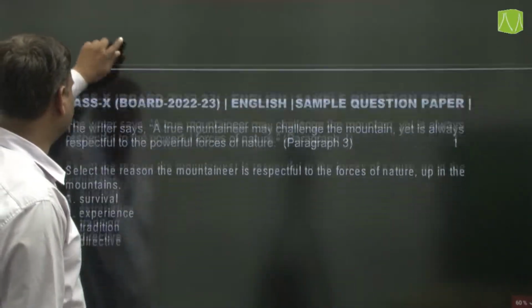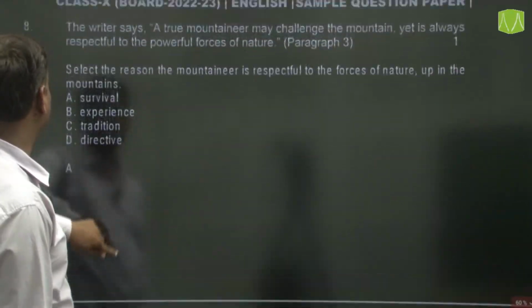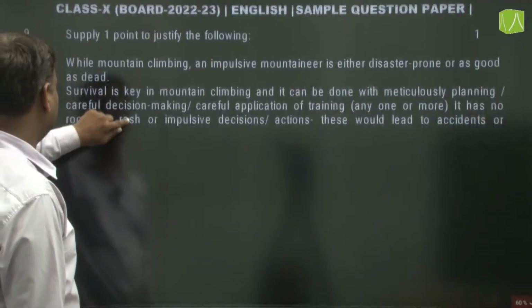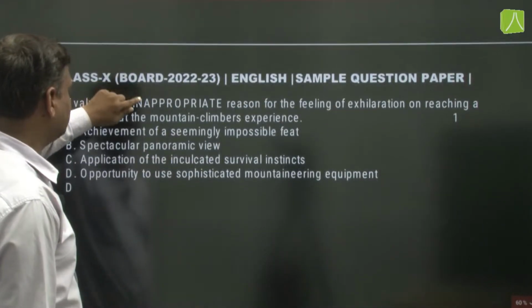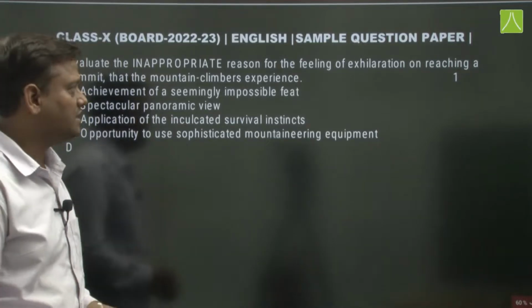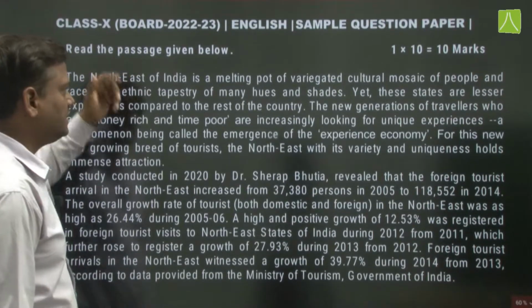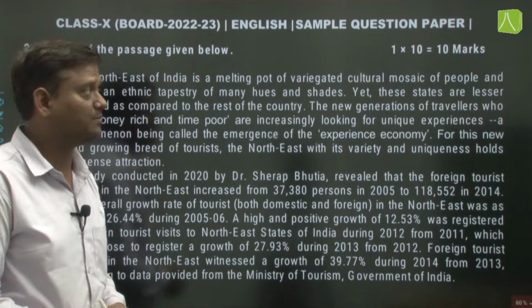So these are the questions. Again we have an objective question, question number 8, and some questions are to be answered in an explanatory manner. So in this manner our question 1 will be solved.